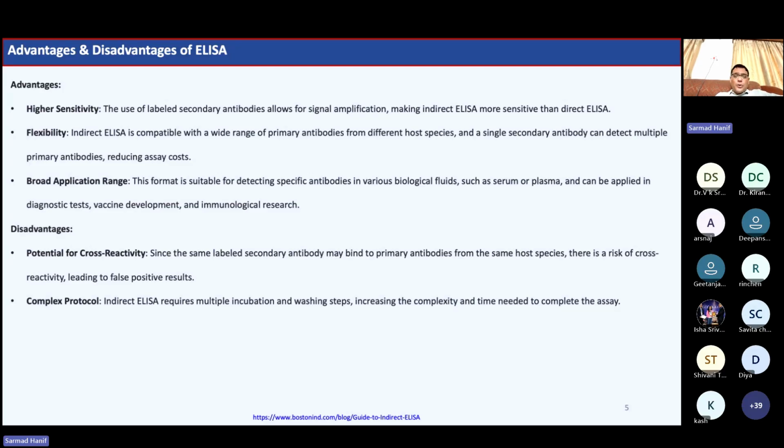Complex protocol. I would say complex and laborious protocol. Indirect ELISA requires multiple incubation steps, washing steps, and then high precision. Good pipetting technique and good pipetting hands are required, and it requires time. It is generally done in 2 or 3 days. Sometimes people do it in one day, but I would never recommend doing it in one day. Generally, it is 2 or 3 days. Okay.